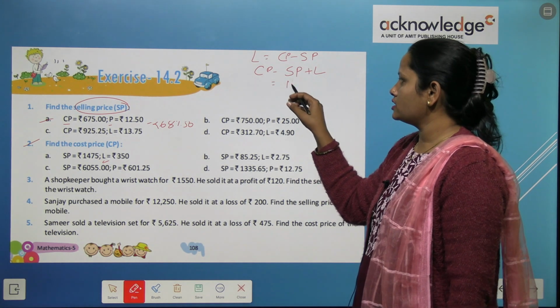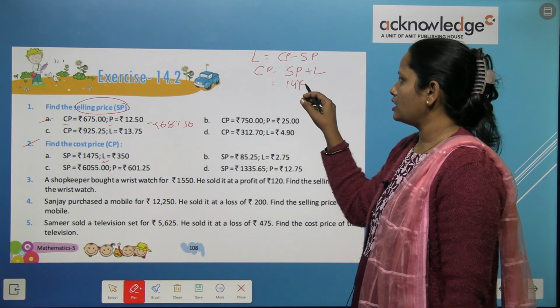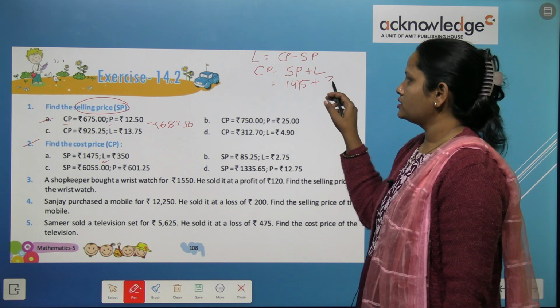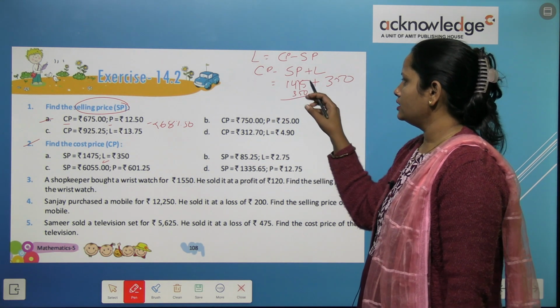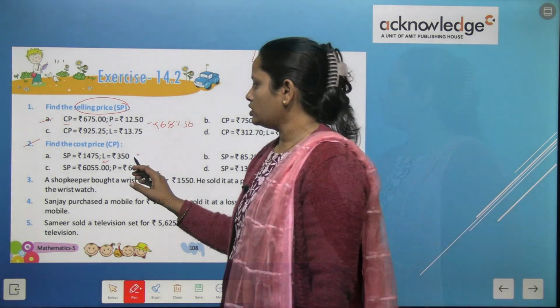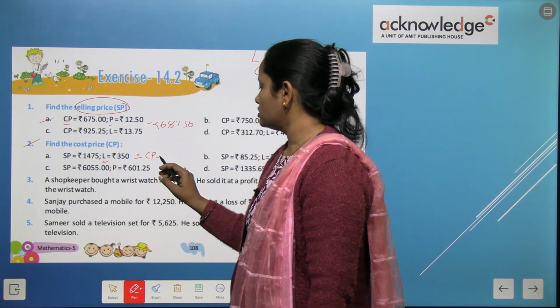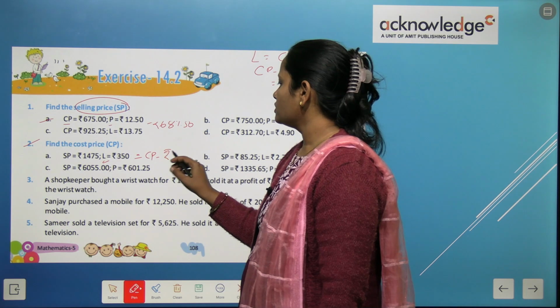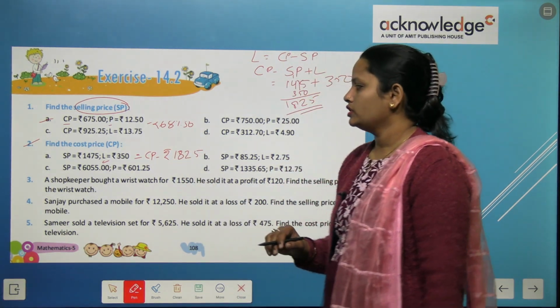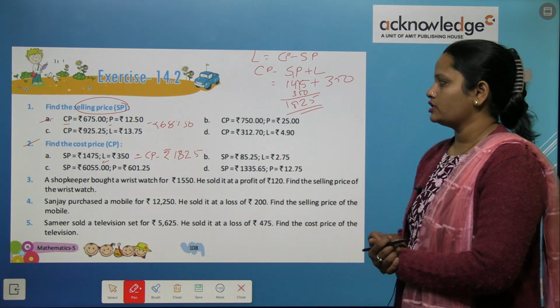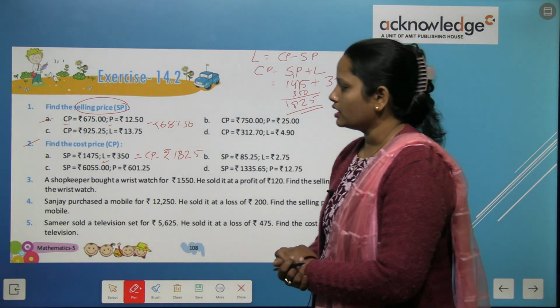Now the selling price is 1475 plus 350 rupees. So now let's add these numbers. So here the cost price was rupees 1825. Similarly, you have to do the rest of the questions that are given.